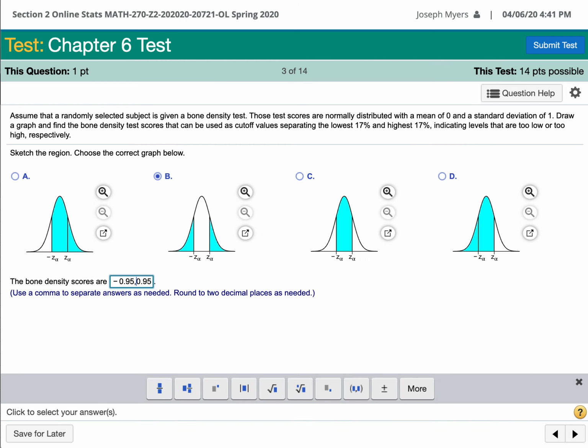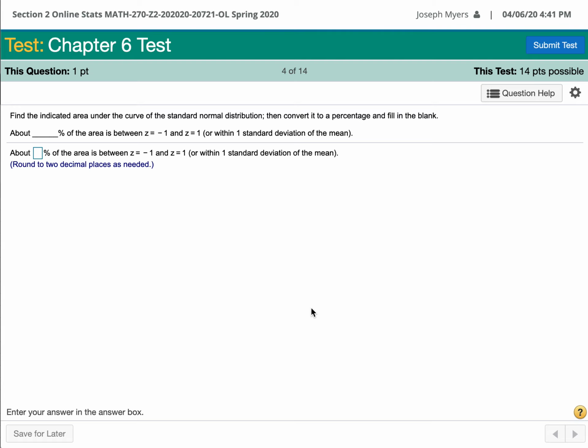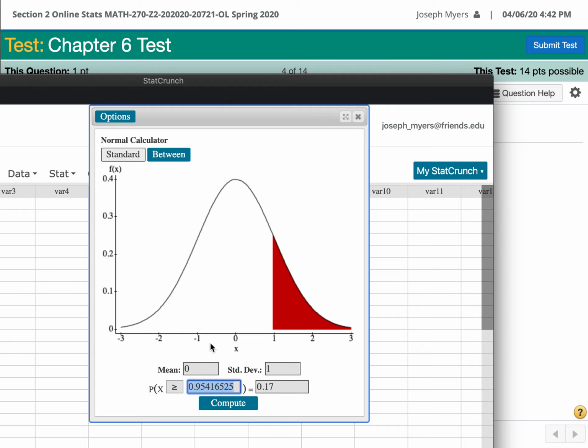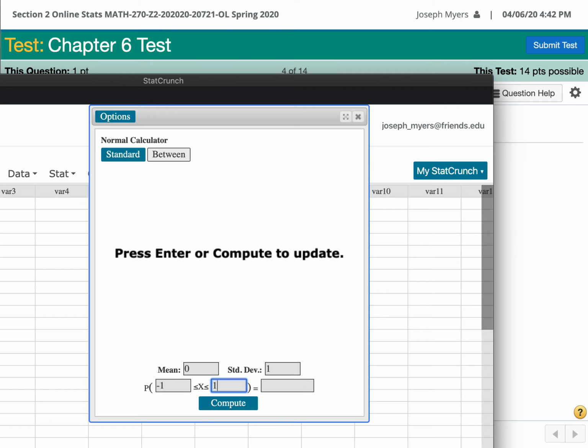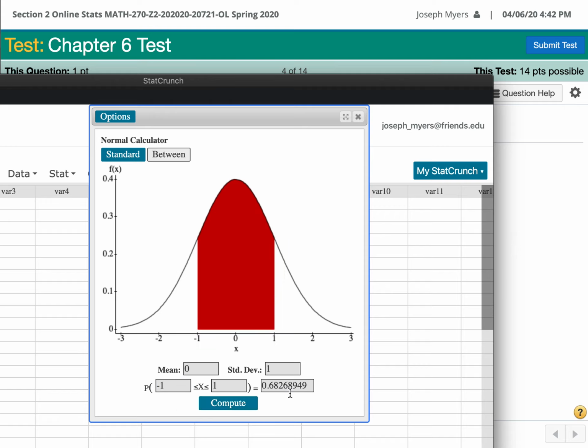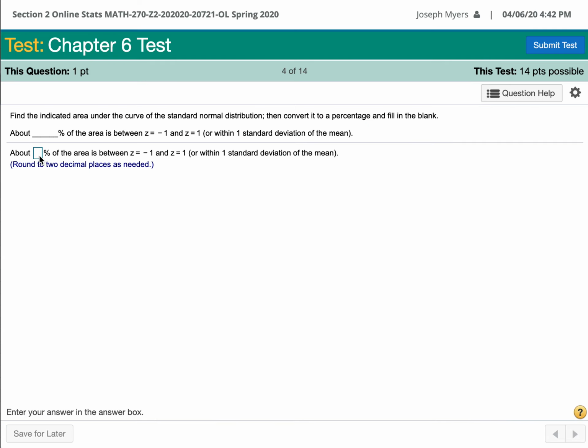All right. Then problem 4. Find the indicated area under the curve of the normal distribution, between the score of z equals -1 and the score of z equals 1. Ready? Click on between. Leave that the same. Now enter -1 and +1, then click compute. So I found out that number, so I enter that in.